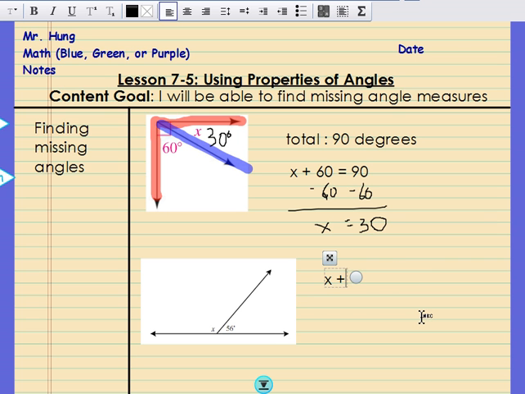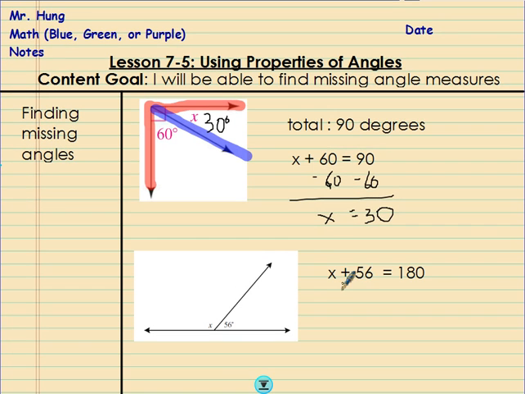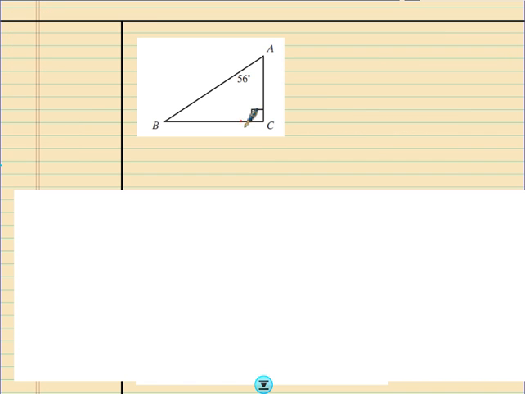So we have x plus 56 is equal to 180. And we subtract 56 on both sides. Subtract 56, and we get x is equal to 124 degrees. So this angle over here would be 124 degrees. Very simple. Let's move on.